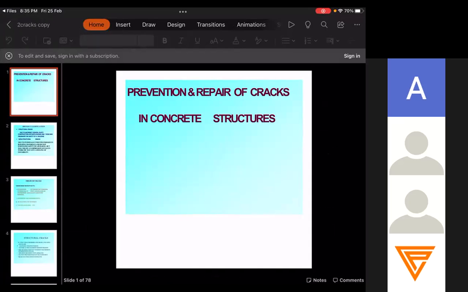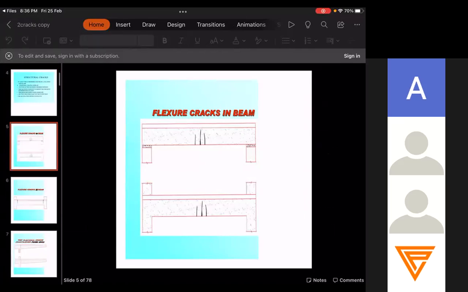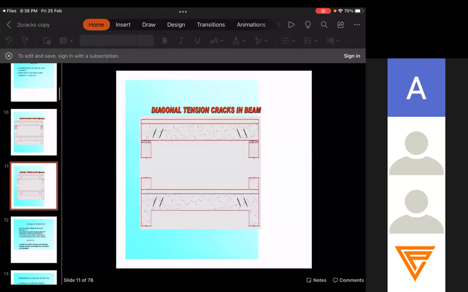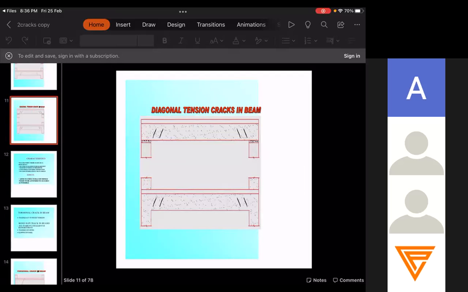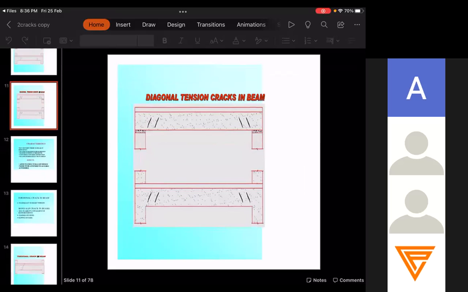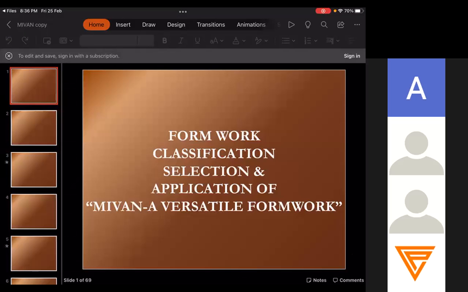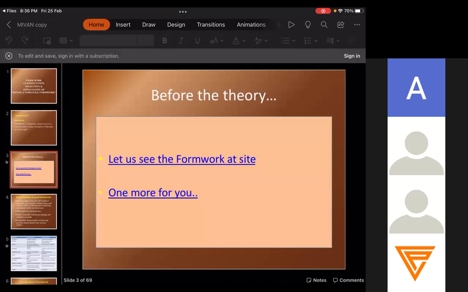So this is one of the sessions, on cracks, different types of cracks. This is how I have done the PPTs. I'll just go through that. This is how the documentation is done for a particular topic. For each topic, I'll go through the PPT that I have prepared.